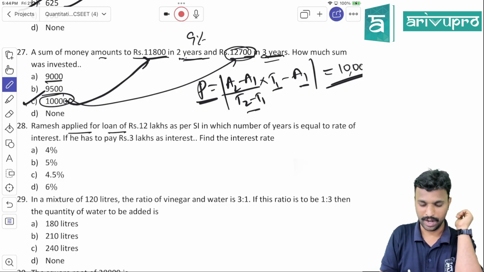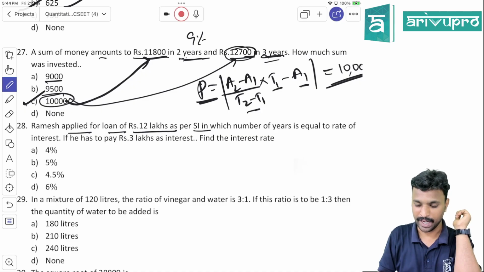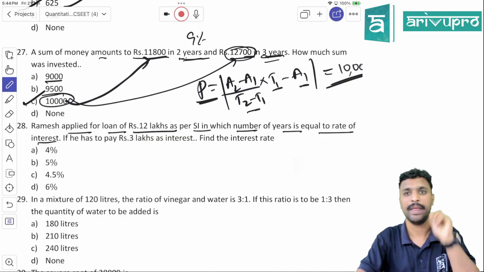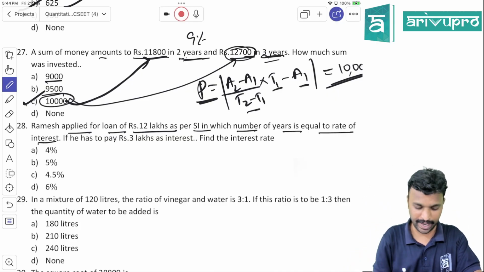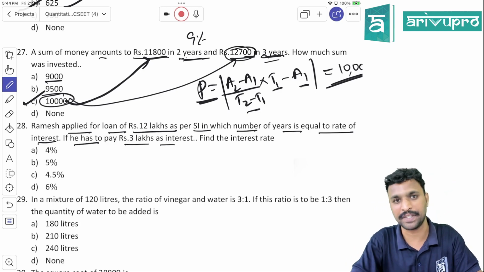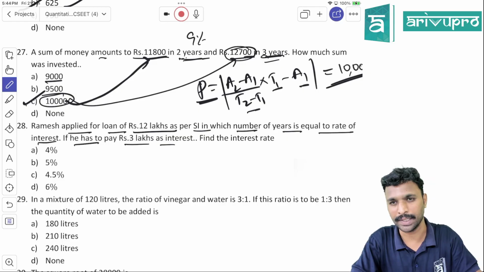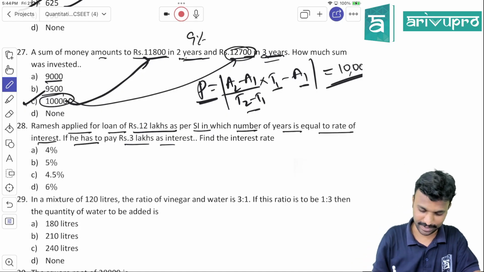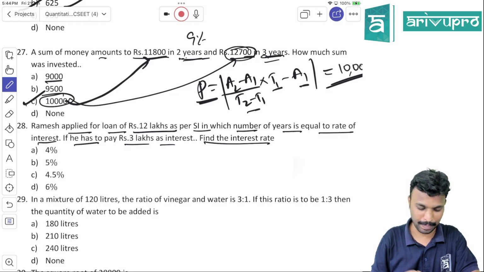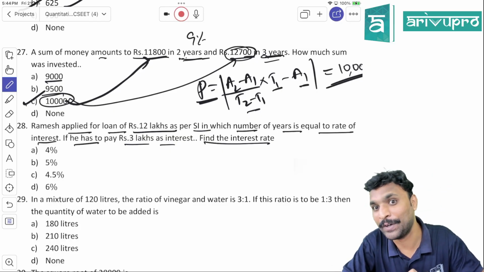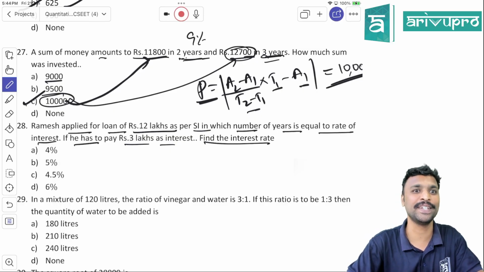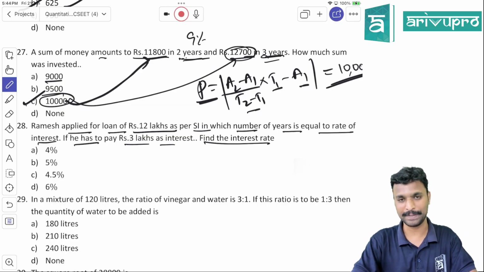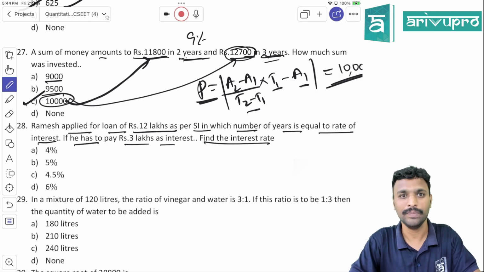Ramesh applied for a loan of rupees 12 lakhs as per SI, in which the number of years is equal to the rate of interest. If he has to pay 3 lakhs as the interest, how much did he take? 12 lakhs. 3 lakhs is what percent? 25%. Find the rate of interest. 25% in how many years? We don't know. That is total SI. 25% is total SI, but how many years? We don't know, right?